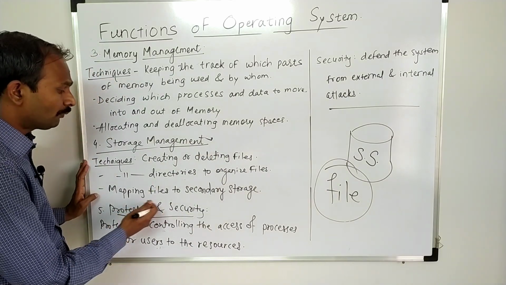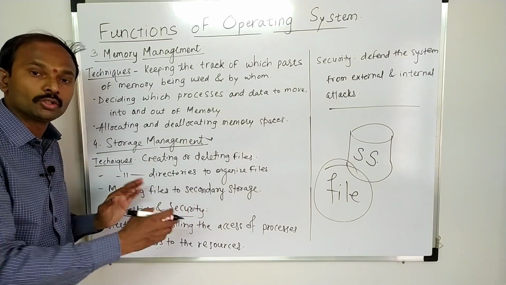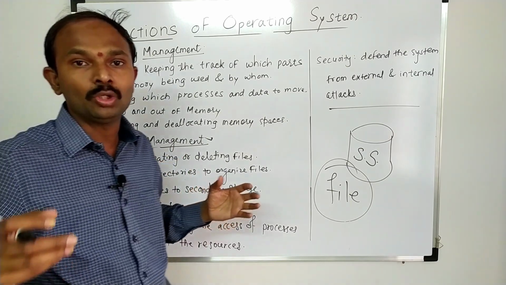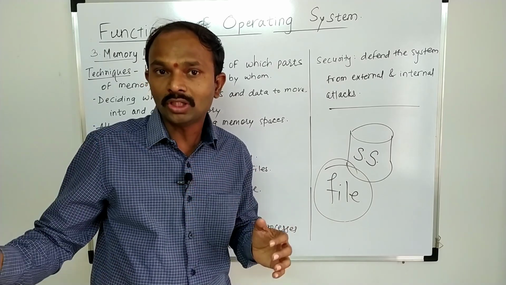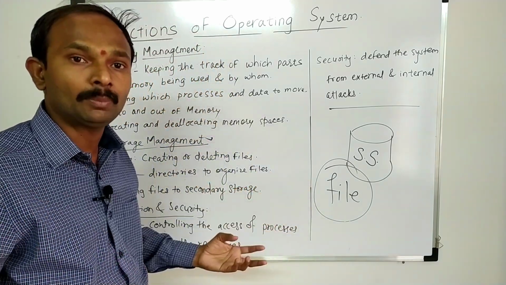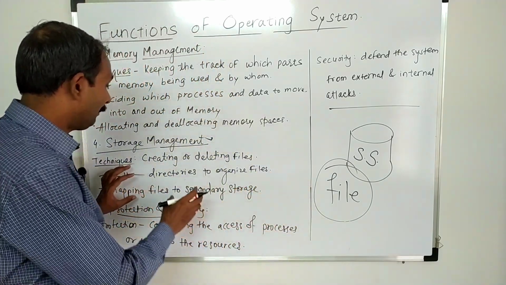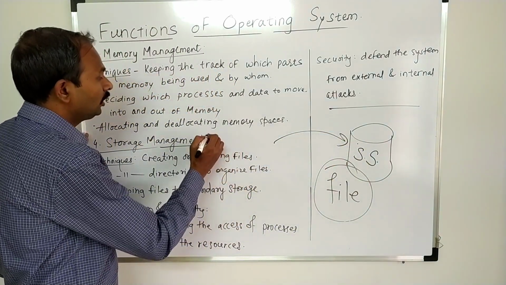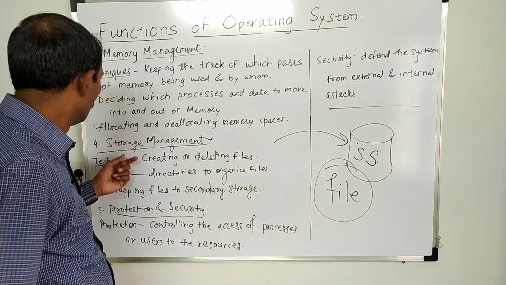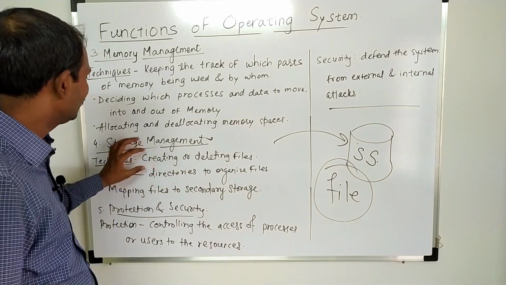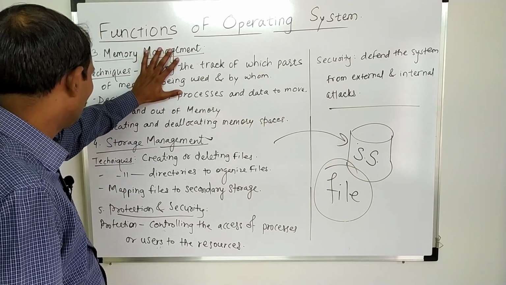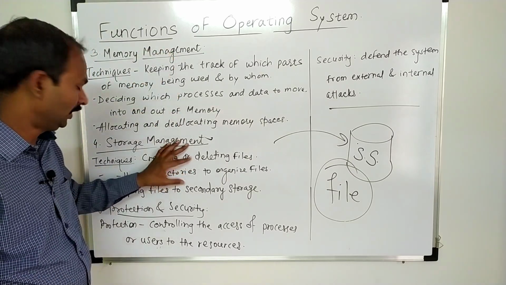Then it maps the files to secondary storage. Means storing your data on the hard disk, because unless you have created some data and it is stored on the hard disk, there is no use of creating that data. So mapping that file to secondary storage is also done inside the operating system through storage management, and that is the basic difference between storage and memory management. One works on the primary memory, the other works on the secondary memory.